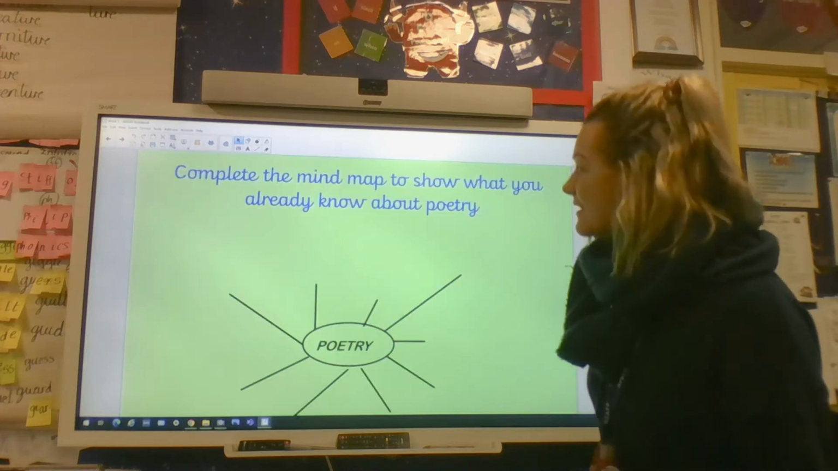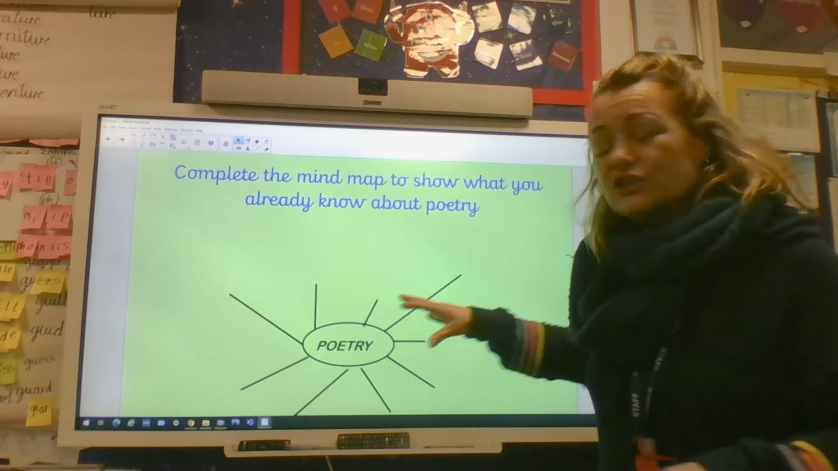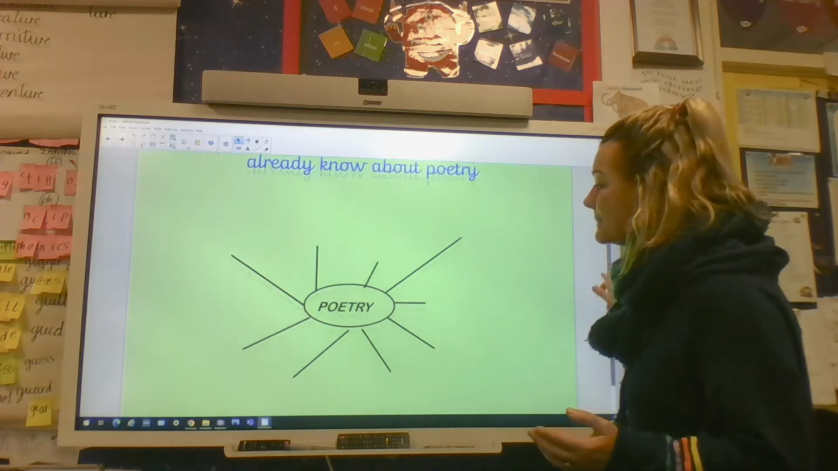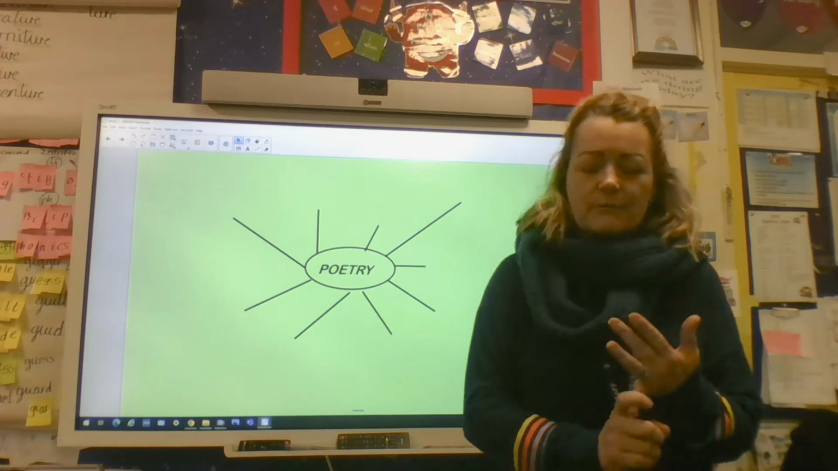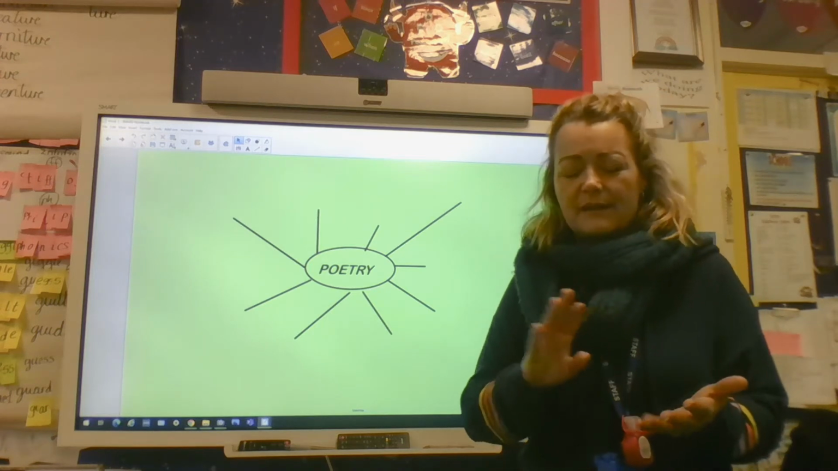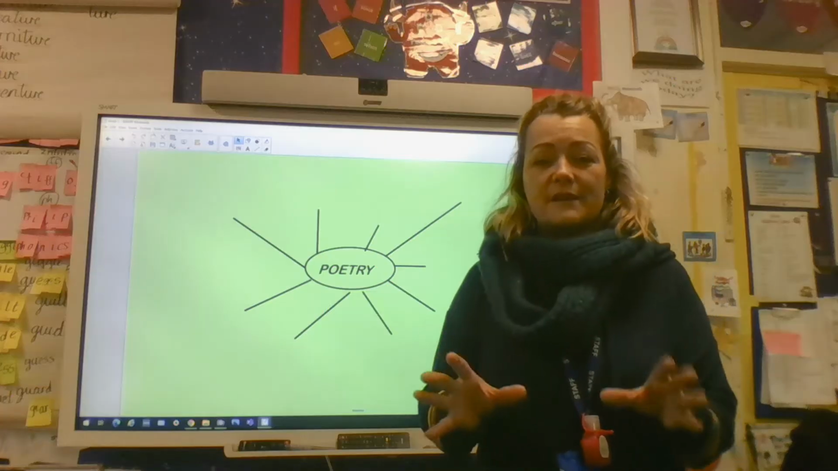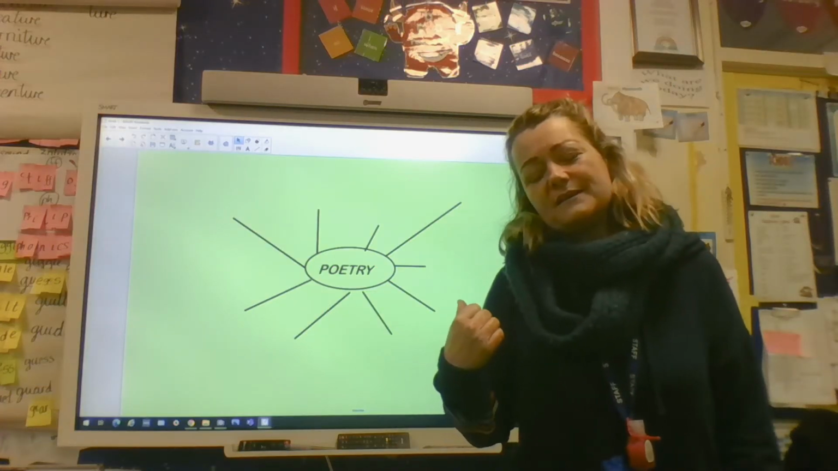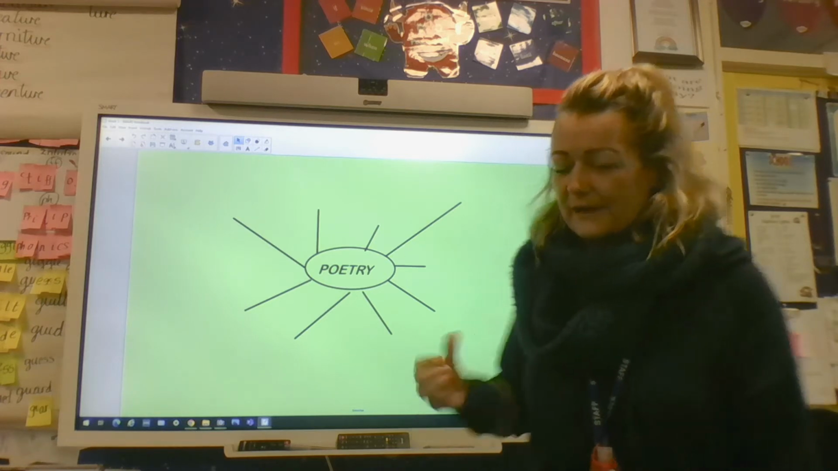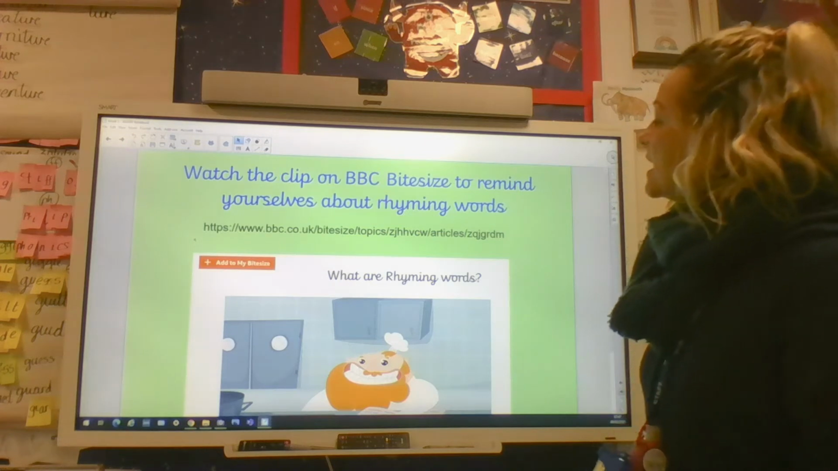Just to get you started, have a think about what you know about poetry, fill in this sheet if you've got it, or just do a little mind map on a piece of paper. What do you know? Well, rhyming words, they can be in verses, different lengths, they can be everything you know. If you don't know lots and lots, that's fine as well, because we're going to be spending this week finding out, aren't we? So that's okay. But I want you to have a think before we start.